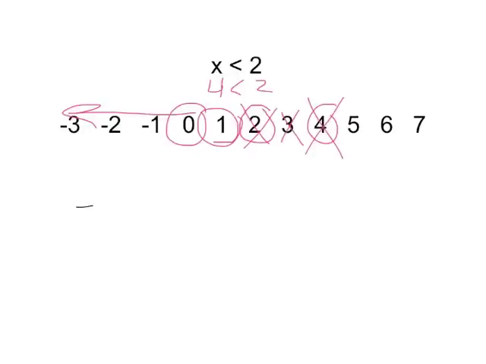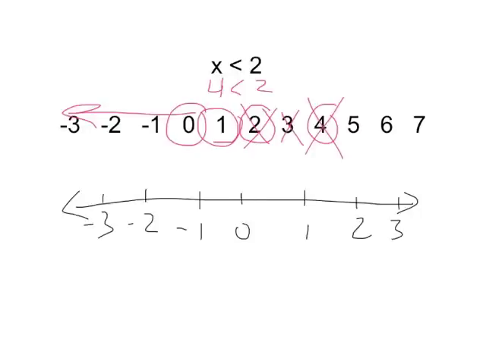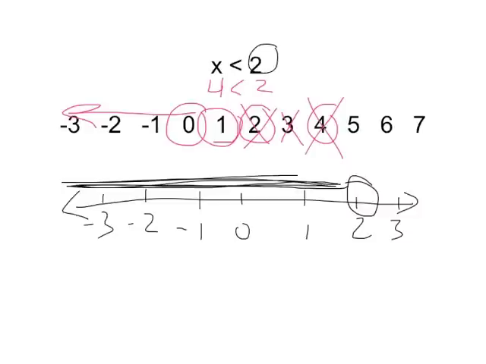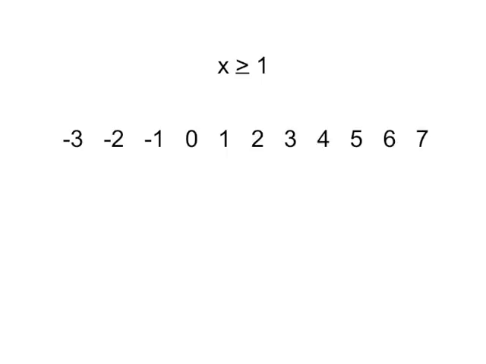So if we're going to put it on a number line, the boundary is 2. But we don't shade it in because 2 doesn't work. 2 is not less than 2. And we do not shade 3 because 3 is not less than 2. The numbers that make the inequality true are to the left. All these numbers need to be shaded in because they make the inequality true.